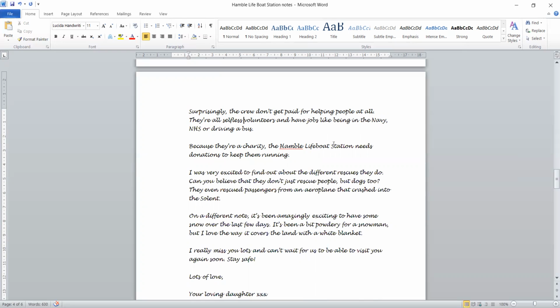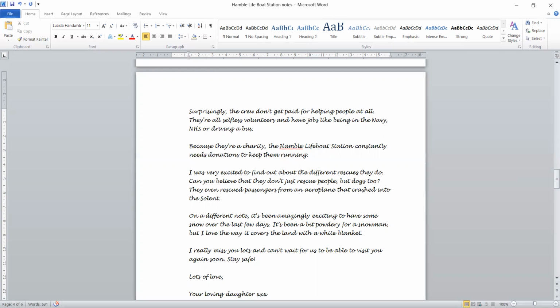Because they are a charity, the Hamble Lifeboat Station needs donations to keep them running. I think I could add an adverb there. The Hamble Lifeboat Station constantly needs donations to keep them running. Now, good. I'm happy. I'm checking that I have exciting verbs, adjectives, and adverbs. And if I don't have them in my sentences, I am adding them to my sentences. So it's all about checking and improving our work today.